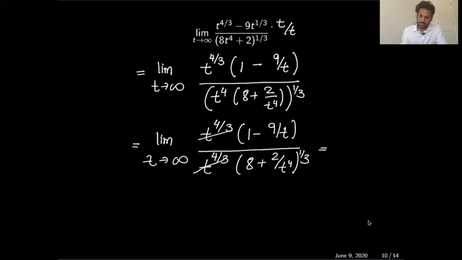This t^(4/3) cancels out. If I plug in t approaching infinity, this term will be 0, this term will be 0. So I will have 1 over 8 to the power 1/3, which is 1 over 2, so 1/2. So this is the limit as t approaches infinity of this example.